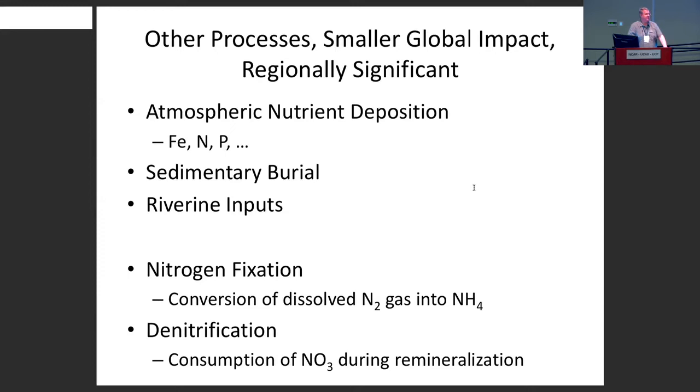For nitrogen, there's also nitrogen fixation, where some critters have evolved the capability to convert dissolved nitrogen gas, which is usually not usable for biological growth. They convert that into ammonium, which can be used for consumption. And this is leading to biological activity. And there's also denitrification, which is another important term in the nitrogen budget, which is the consumption of nitrate during remineralization when oxygen is low. When there's not enough oxygen to consume, the critters that do that decomposition consume nitrate instead.